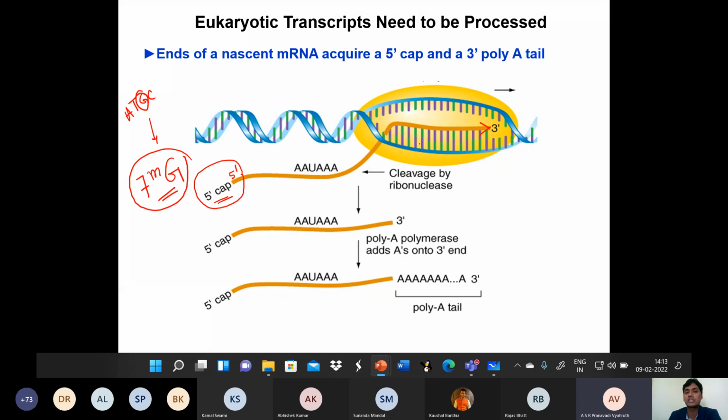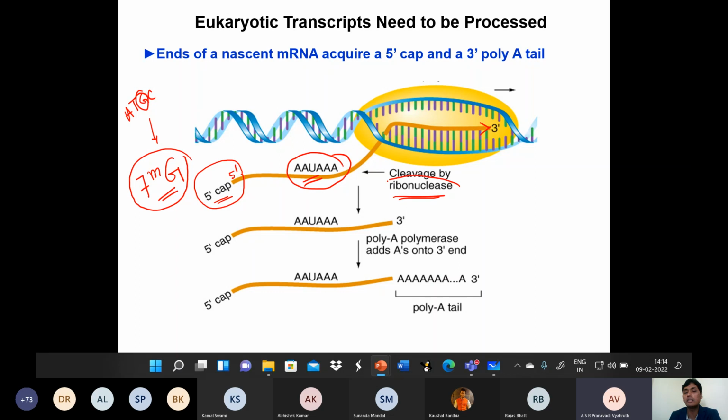And the RNA synthesis is going on, but where will it be stopped? That's the question, right? Synthesis is going on, and some sequences are present there. For example, this sequence, you don't need to remember it. What you should understand is that we have some specific sequence that helps to recruit some ribonuclease.